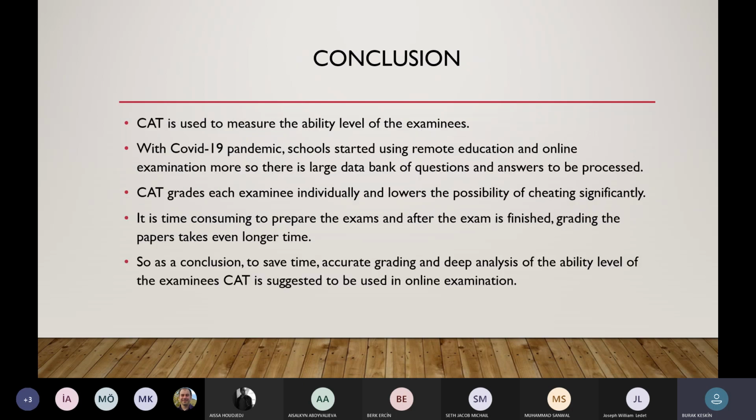So in conclusion, CAT is used to measure the ability level of the examinees. With the pandemic, schools started using remote education and online examination more, so there is a large data bank of questions and answers to be processed. CAT grades each examinee individually and lowers the possibility of cheating significantly. It is time-consuming to prepare the exams, and after the exam is finished, grading the papers takes even longer. As a conclusion, to save time, and for accurate grading and deep analysis of the ability level of the examinees, CAT is suggested to be used in online examination.